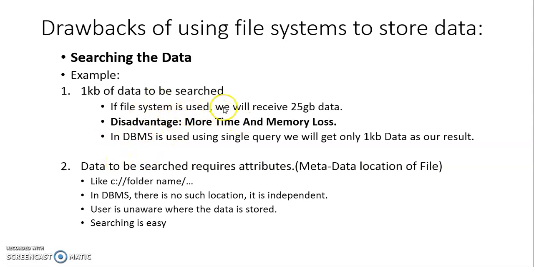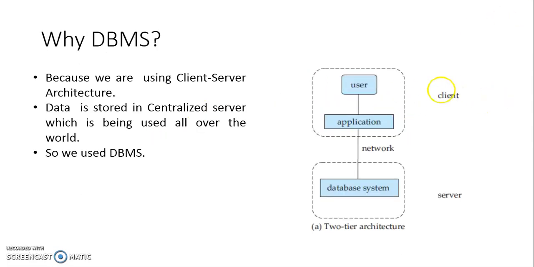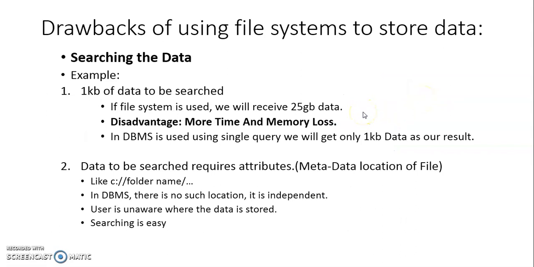Now if you are using the file system, in a file system all the data, all the trains' information of all over India will be stored. So that particular data will be, for example, 25 GB. And if you are searching for a particular train, that is 1 KB of data, the system will give you 25 GB of data. So what will happen? To search 1 KB among 25 GB, a lot of time will be required. Again, to store this 25 GB of data, a lot of memory will be required. So this is one of the disadvantages of file system.